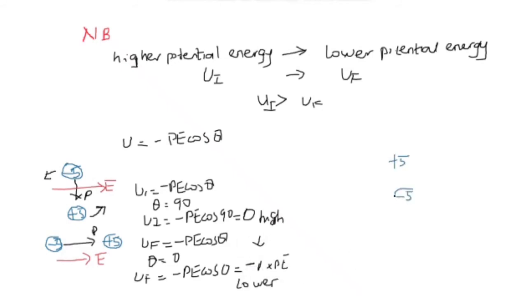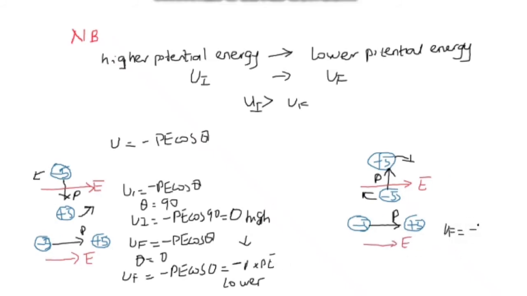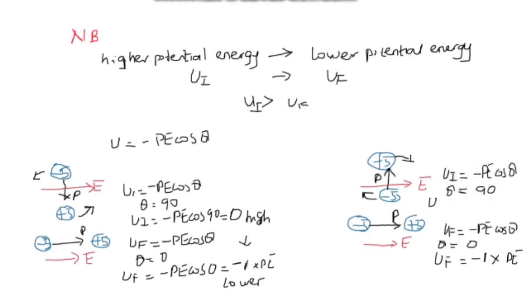It will be the same if we switch the charges. It will rotate this way to align the dipole moment vector and the field in the same direction, and that's also the lower potential. Uf is equal to minus Pe cos theta. Theta is 0, which is equal to minus Pe cos 0, which is equal to minus Pe, and Ui is equal to minus Pe cos 90, which is equal to 0. So Uf has the lower potential.